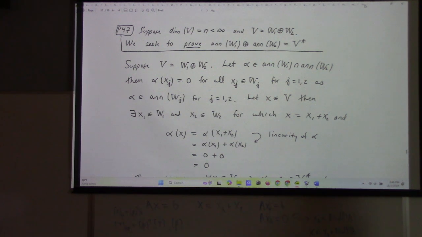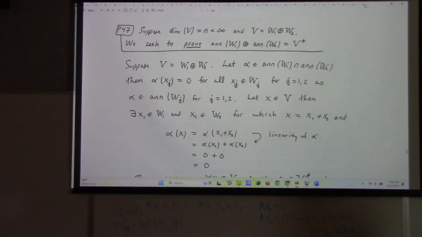And you also need the sum of W1 plus W2 plus W3 to be V. This is what I was talking about in that 5-part proof thing. Part of that is the definition of independent subspaces, not invariant subspaces. I'm describing the independence of three subspaces.